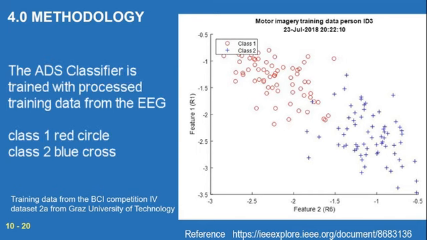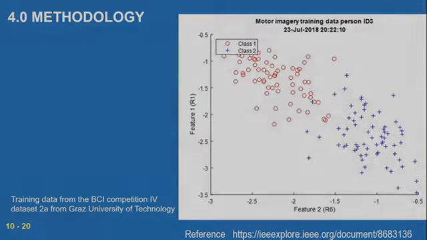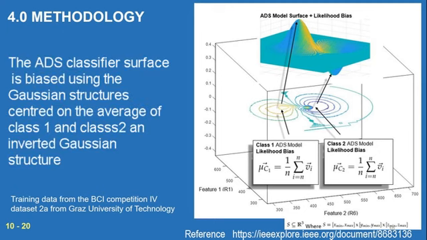The ADS classifier is trained with processed training data from the EEG. Class 1, red circles. Class 2, blue crosses. The ADS classifier surface is biased using the Gaussian structure centered on the average of Class 1 and Class 2, an inverted Gaussian structure.